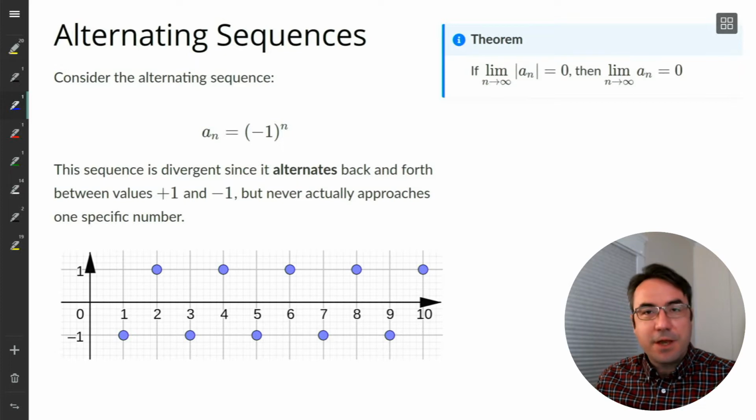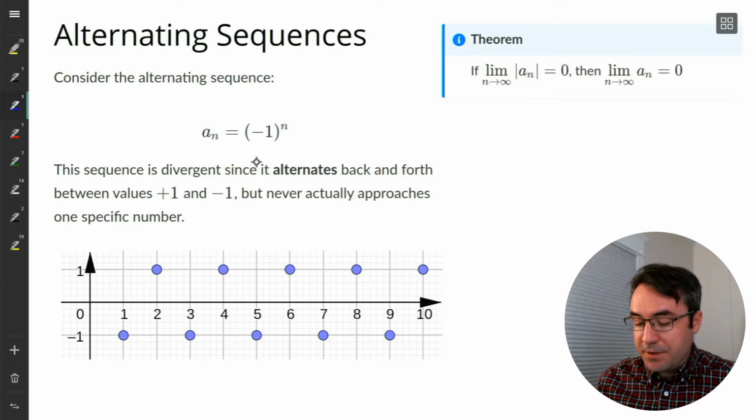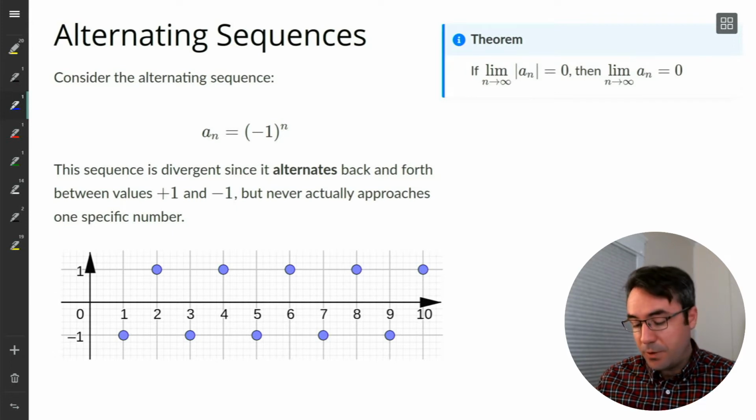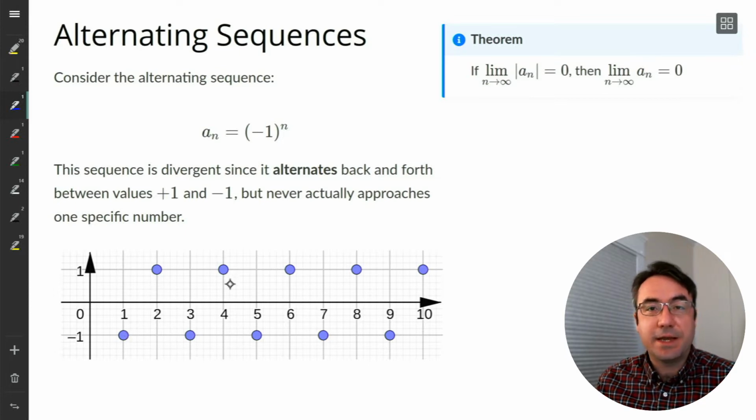And there's normally other ways to do this, but usually this is the term that really gives us an alternating sequence. And what do we mean by alternating sequence? Well, it kind of bounces back and forth between negative and positive values. So this -1 raised to the power n, perfectly good sequence, but it just bounces back and forth between +1 value and -1 value. So it just alternates back and forth between those two values.